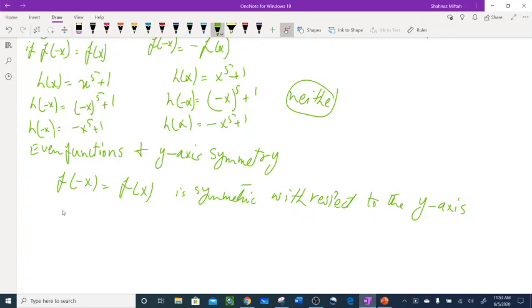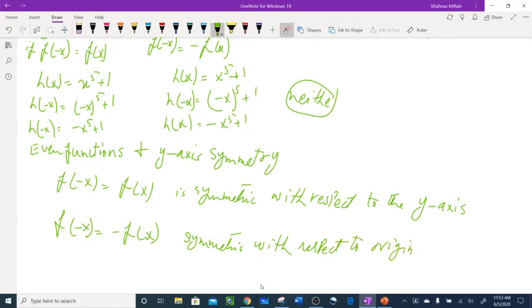Now, if we do odd functions and origin symmetry, let's try that. If we plug in -x and we get negative f of x, like the whole function turned to negative, then it's symmetric with respect to the origin. Odd is symmetric with respect to the origin. Okay.